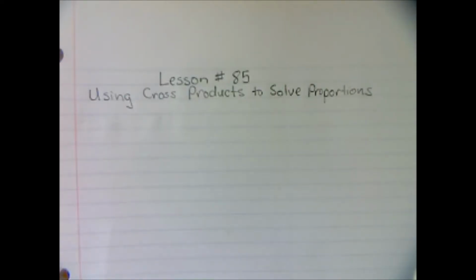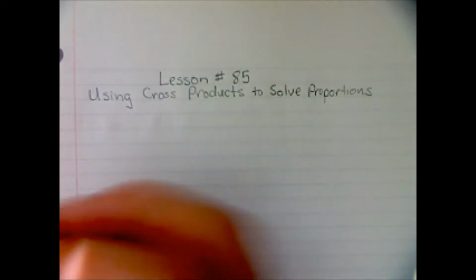Anyway, let's go ahead and go over lesson 85. I think that's where I'm at. And this lesson is about using cross products to solve proportions. I already talked about this in lesson 83, so it shouldn't be too hard. Without further ado, let's get started. All right, using cross products to solve proportions.